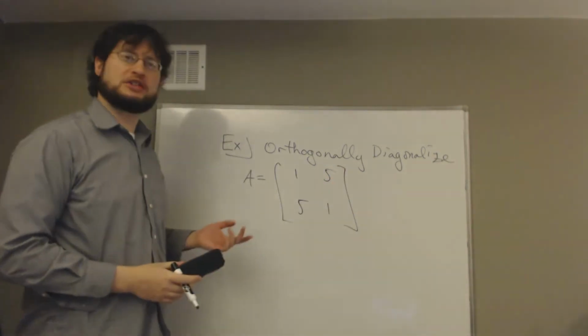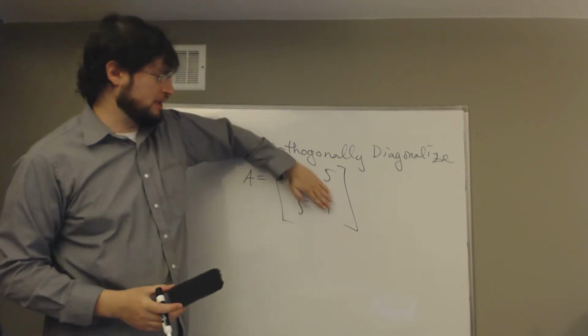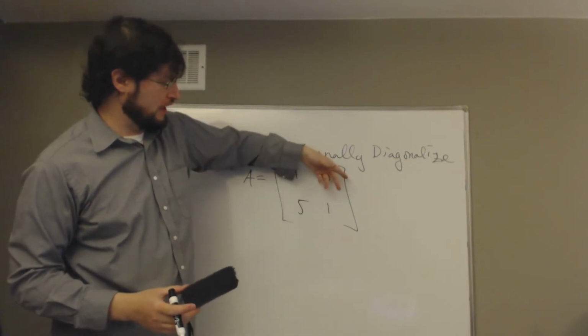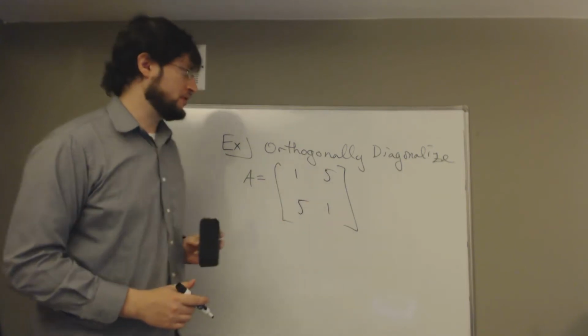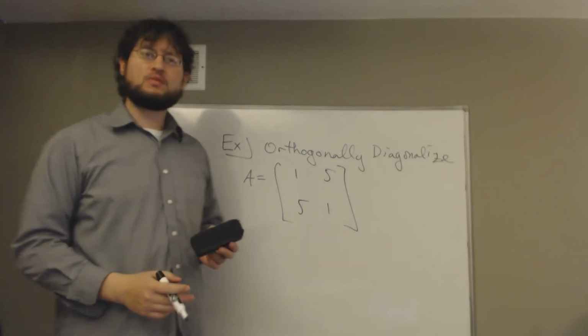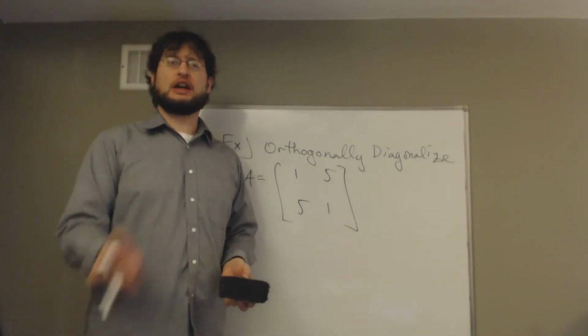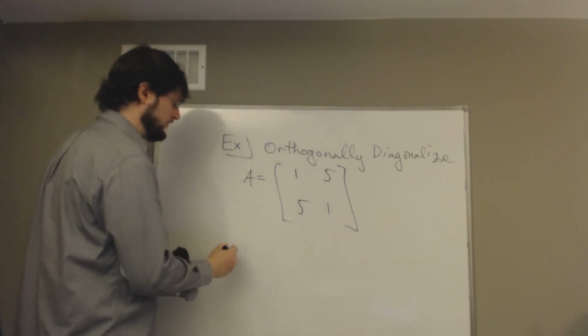So this is a symmetric matrix. Remember, the 1 and the 1 wouldn't have to match. These could be anything I want. But if I flip over the diagonal, the 5 and the 5 match, so that this is, in fact, a symmetric matrix. So in order to orthogonally diagonalize, we need the eigenvalues, the eigenvectors, and then we'll see what to do after that. All right, so first, let's find the eigenvalues.